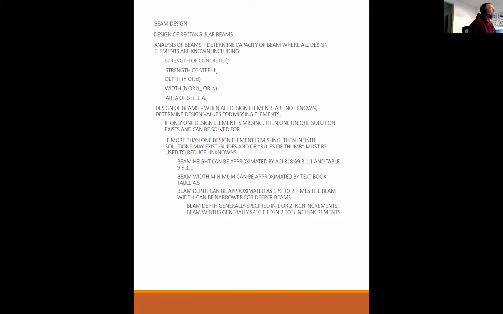I have a question that asks, is the beam height, width, and depth dependent on the location of the beam in the structure? It can be. Your limitations are more likely going to be dependent on the location of the beam in the structure. Hopefully I'm touching on this.